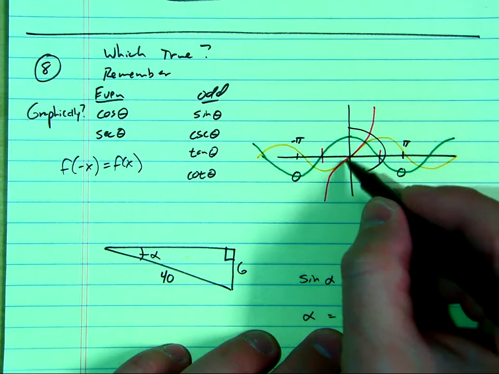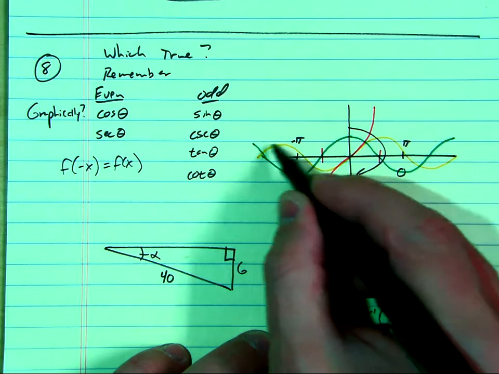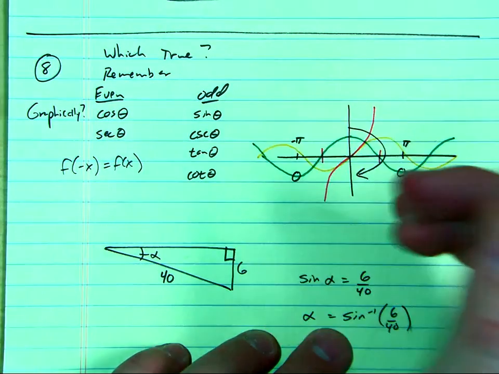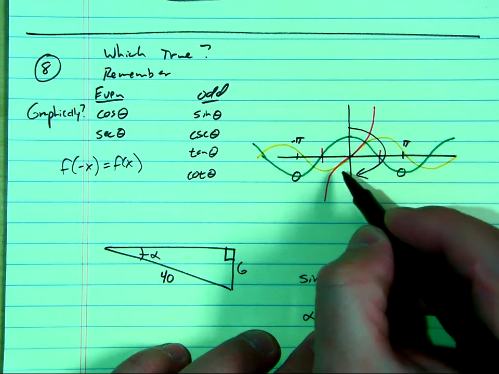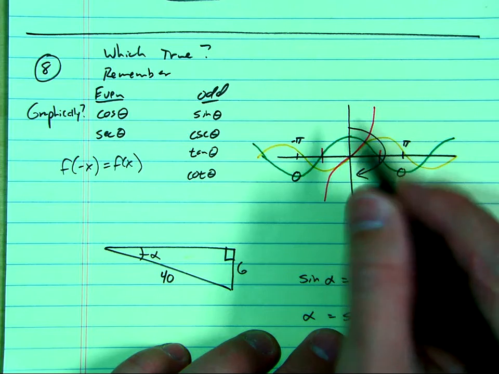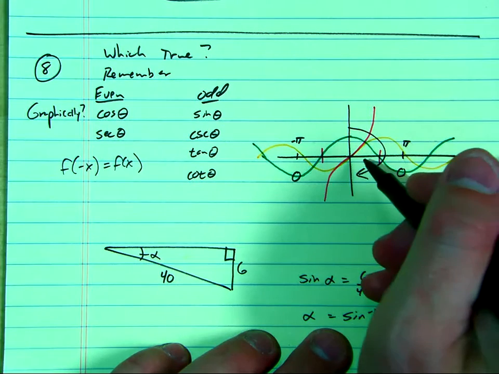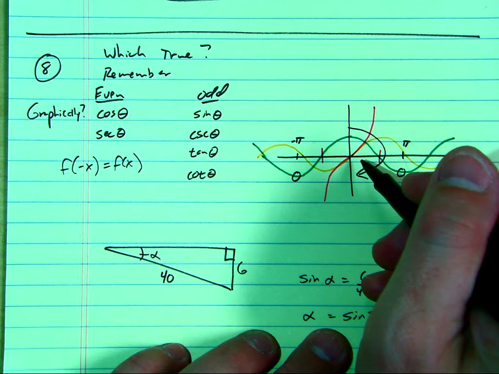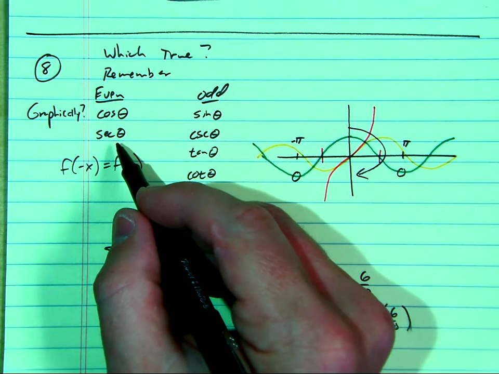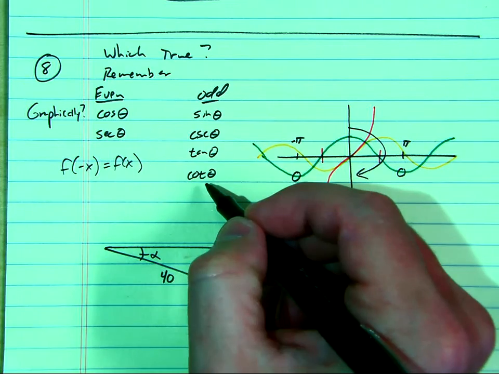So look at the yellow function, which is the sine curve. If you twisted that 180 degrees around the origin, it's going to be the same function. The same thing with tangent, the red one: if I twisted it 180, tangent is also odd. So, going up here, if you remember, cosine and secant are even and the others are odd.